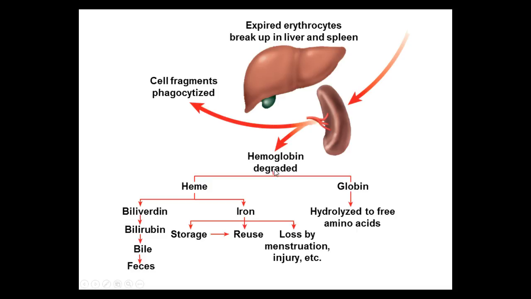Okay, the globin part, the protein part. Well, we know our body can handle proteins readily, and so we just break those down into amino acids, and then we use the amino acids in our other cells, making proteins. That's no problem. However, that heme group has some controlled substances in it that we need to get rid of.